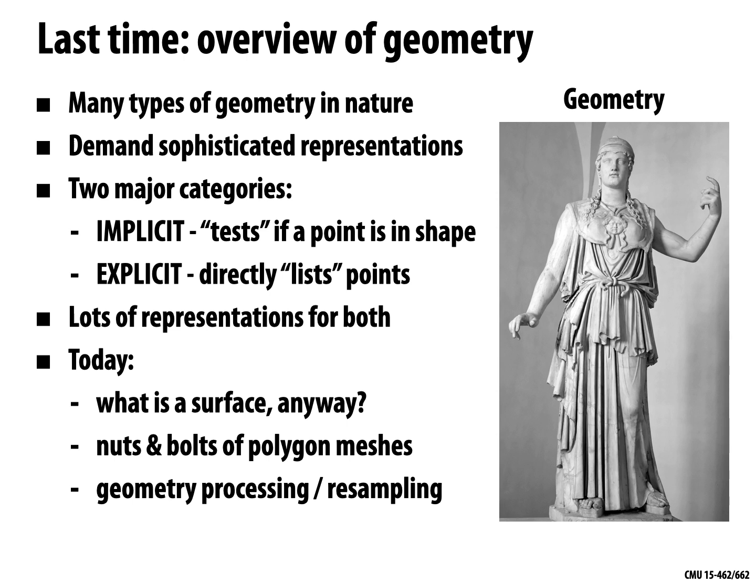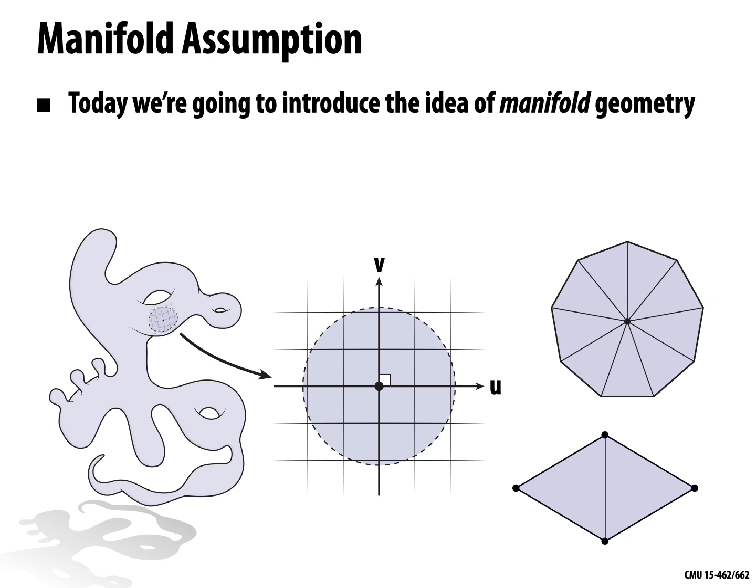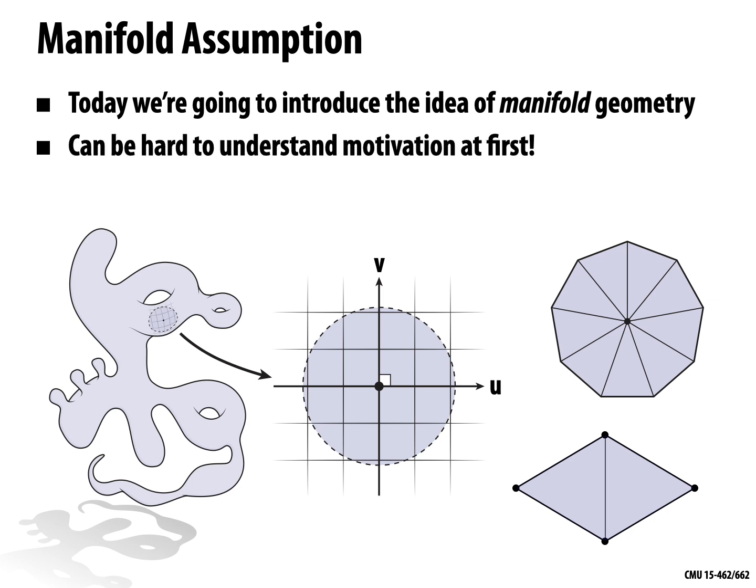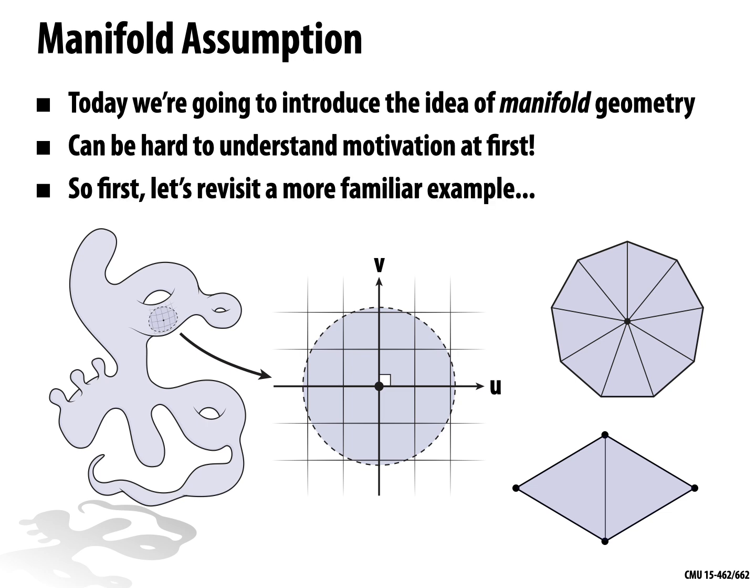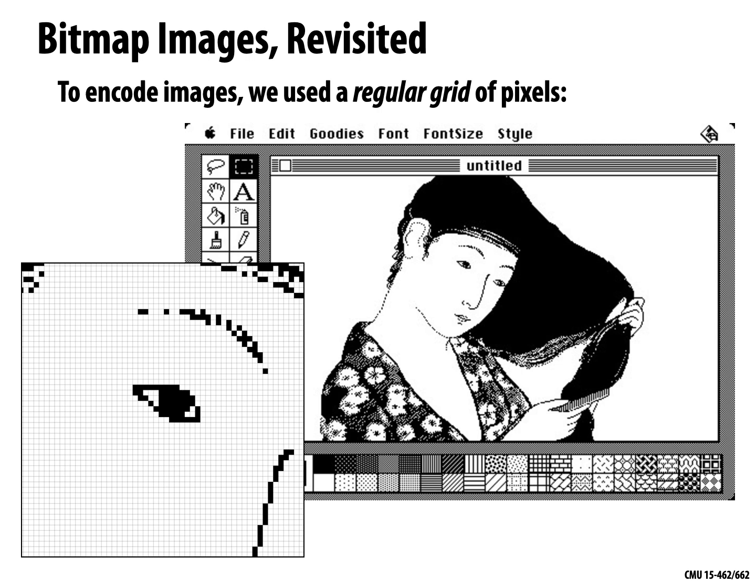All right. So one big assumption we're going to make when we work with geometry is the so-called manifold assumption. So we're going to introduce this idea today, the idea of manifold geometry. It can be a little bit hard to understand the motivation at first, although it does turn out to be extremely useful. So before diving into the full-blown definition, let's revisit a more familiar example. Let's just go back to two-dimensional images.